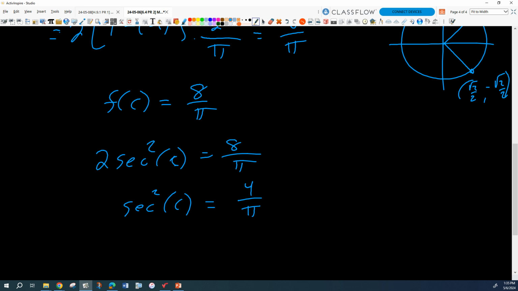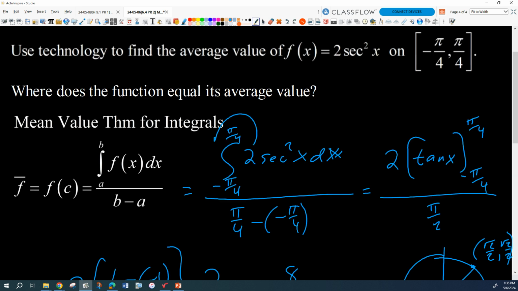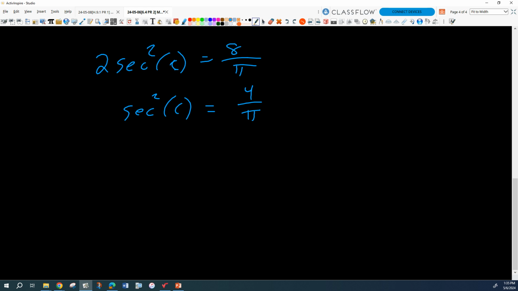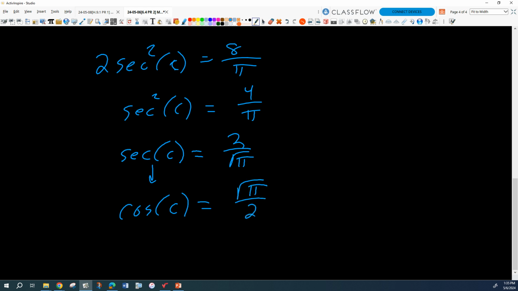Now what? Square root, because I want to isolate the secant, right? So if I square root both sides, I'm going to get secant c equals square root of this, which is going to give me 2 over the square root of pi, right? And now what? Okay, good. So we could flip this. Remember, secant is the reciprocal of cosine. Cosine and secant are reciprocals of each other. So I could flip both sides and get cosine of c equals the square root of pi over 2. Well, that's obviously not a place on the unit circle that we know. So this is where you would have to use technology. You don't have a choice, right? I mean, you could write an answer, but it's just going to be an arc cosine.